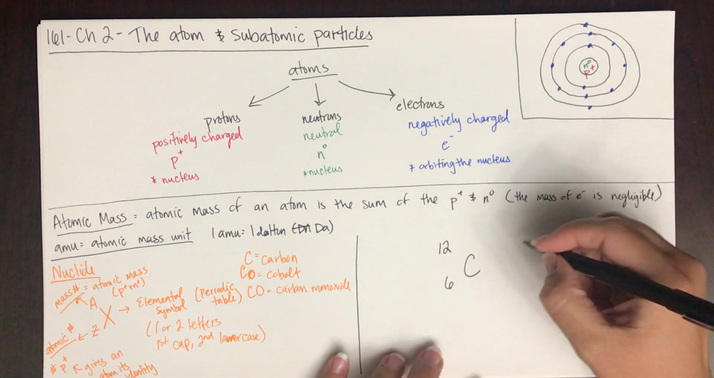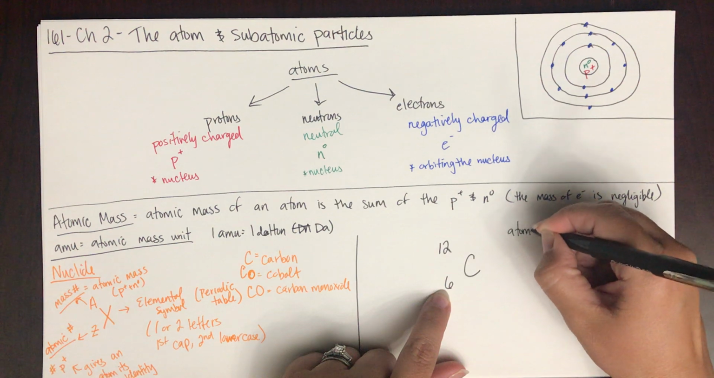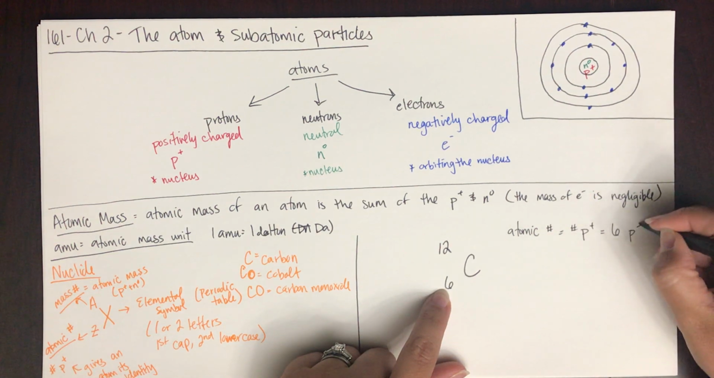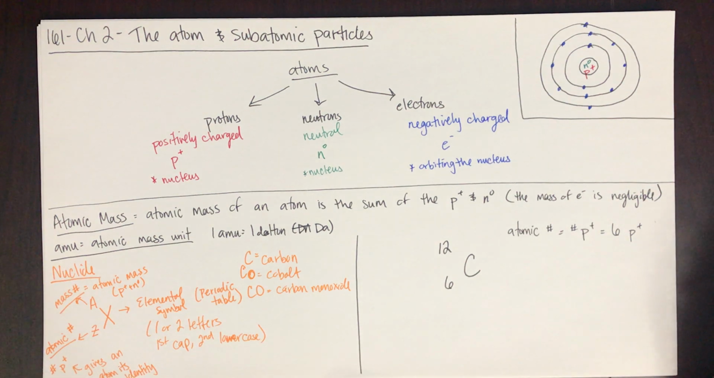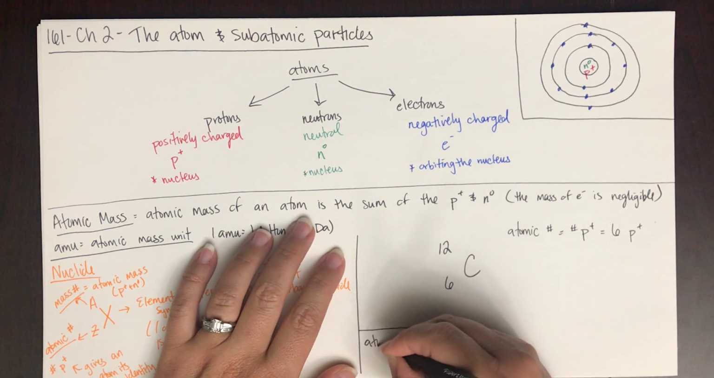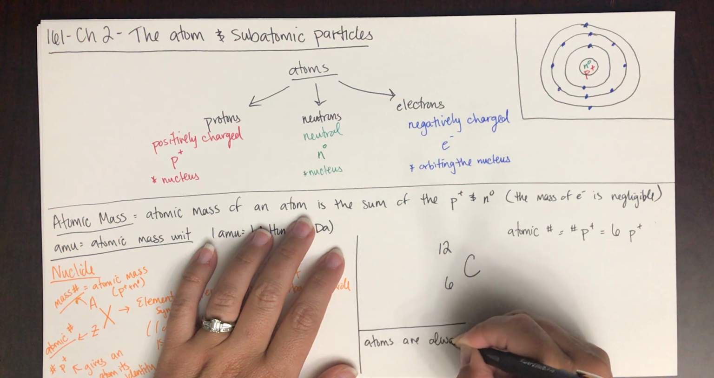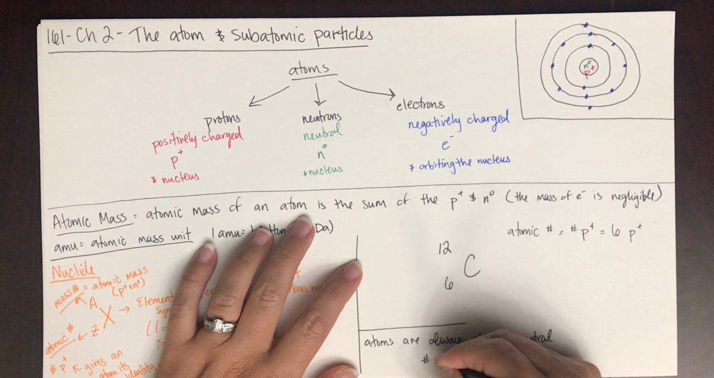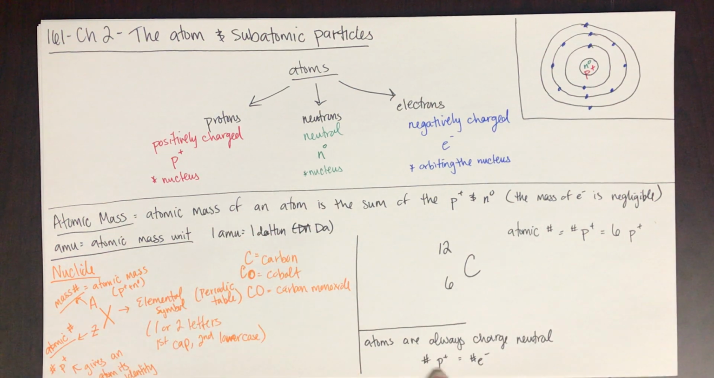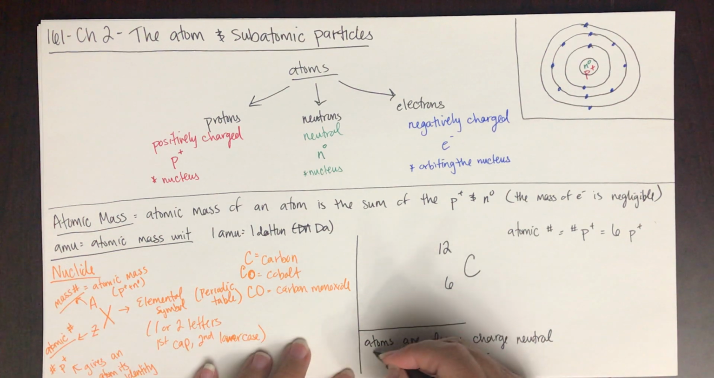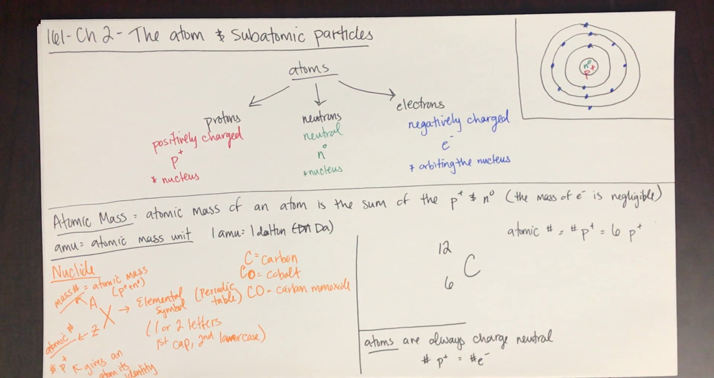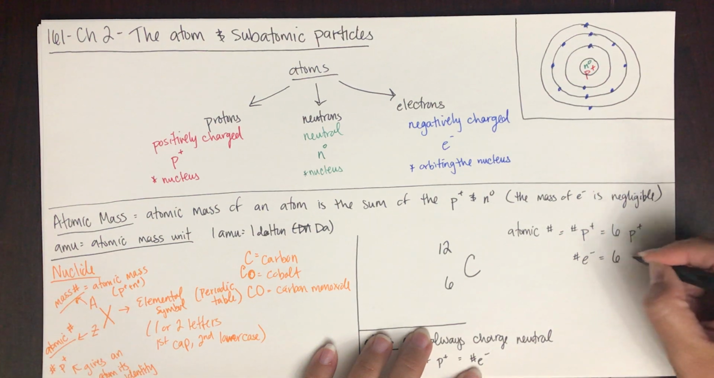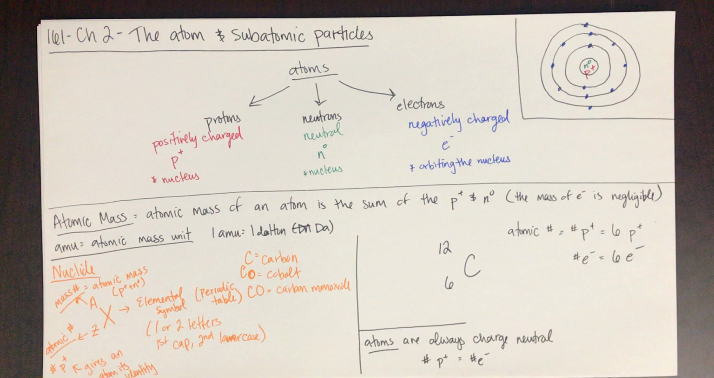So the atomic number is always the number of protons. Atomic number equals number of protons. So that means I have 6 protons. So this is an atom, and one thing that I haven't mentioned yet is that atoms are always charge neutral, which is to say that the number of protons always equals the number of electrons. The number of positive charges always equals the number of negative charges in an atom. So if this is the carbon atom and the atomic number is 6, that means the number of electrons also has to equal 6. 6 protons, 6 electrons.